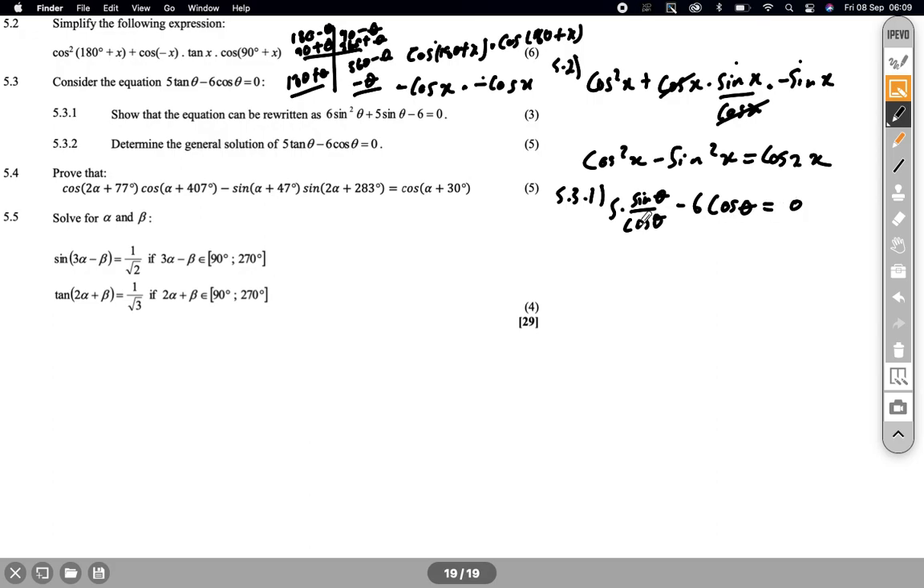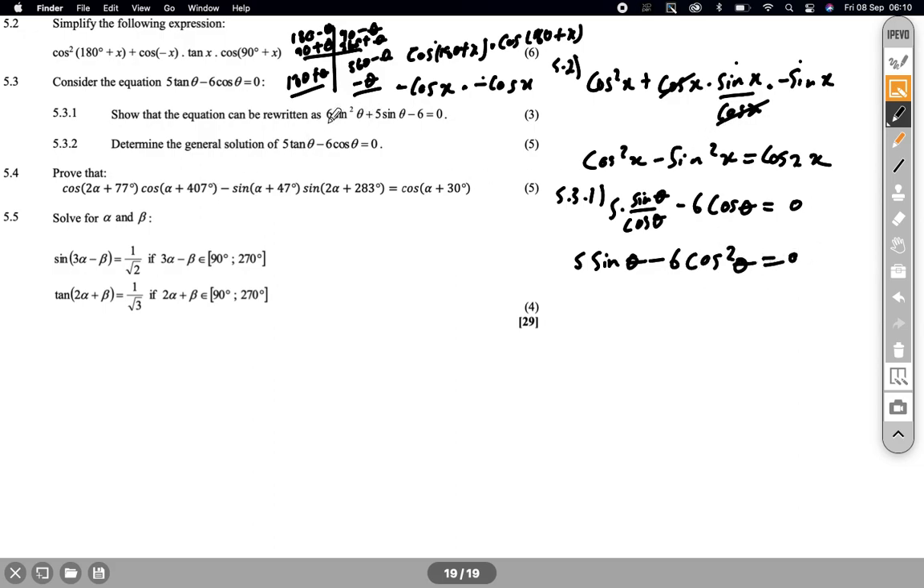Okay, and then minus 6 cos theta equals 0. Now we can multiply everywhere by a cos theta, and if you multiply by a cos theta here, it's going to cancel out with this one. So you're going to be left with 5 sine theta, and then when you multiply it here, you're going to get cos squared. So you're going to have minus 6 cos squared of theta equals 0.